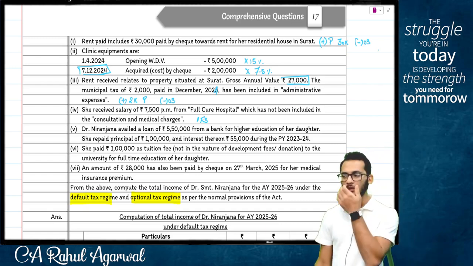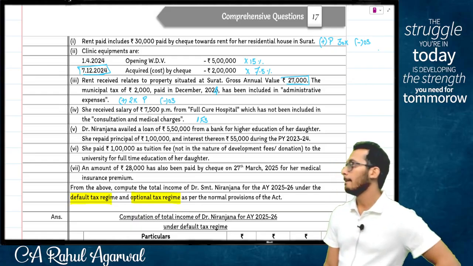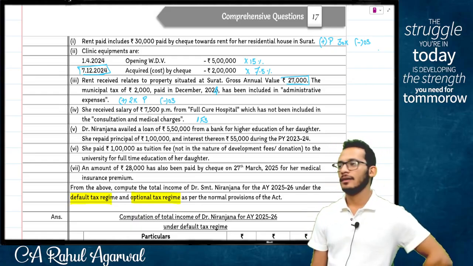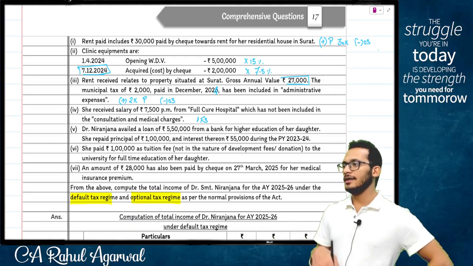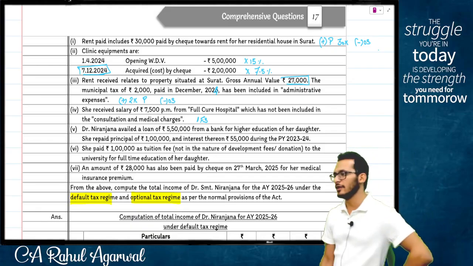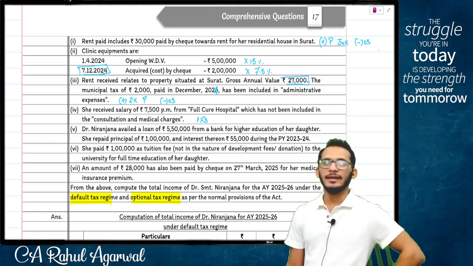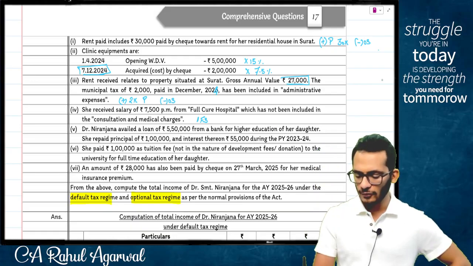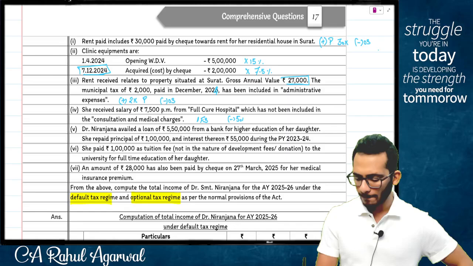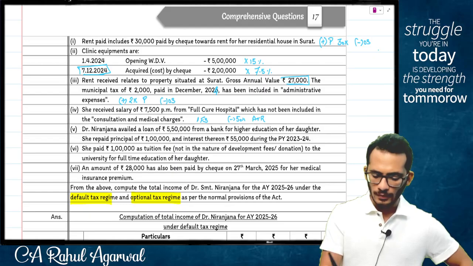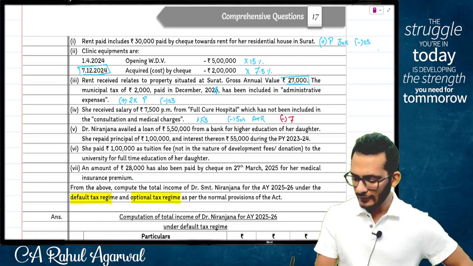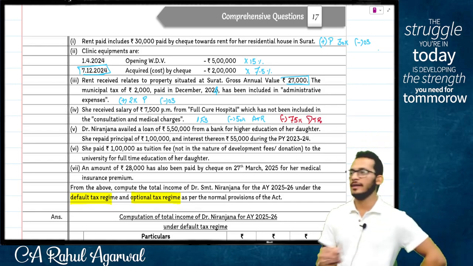7,500 into 12 becomes 90,000. Amount taxable is 40 under alternate, 20, 15 under DTR. Remove another 25,000 deduction in DTR. Yes or no? Yes. So you'll take this in IFOS. Allow 50k in ATR. Allow 75k in DTR. Yes, yes, yes.